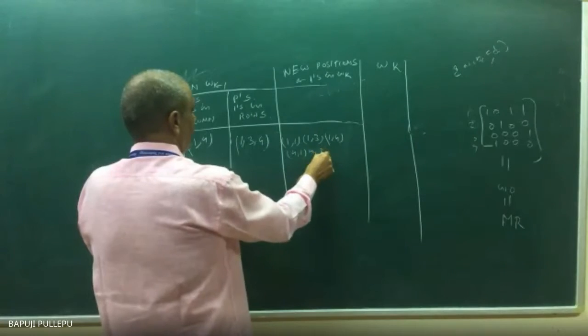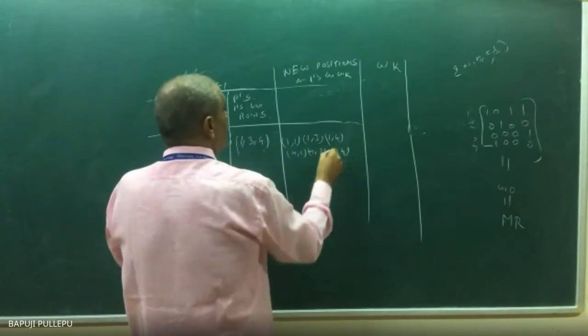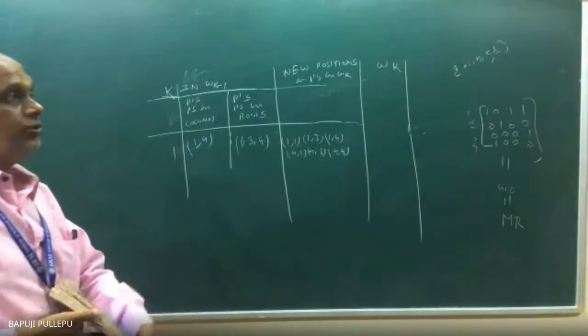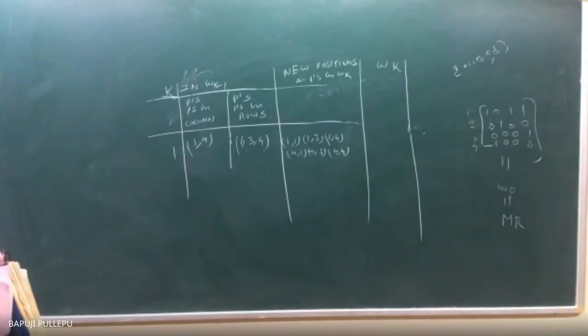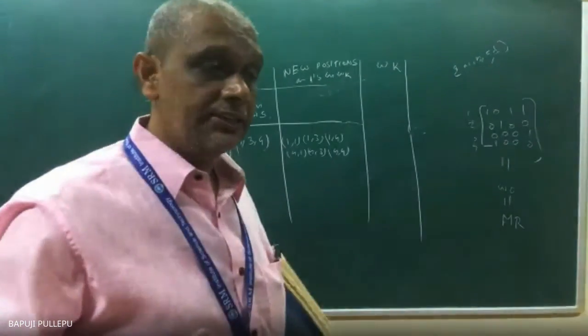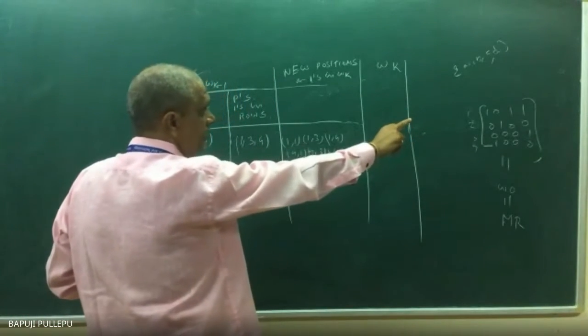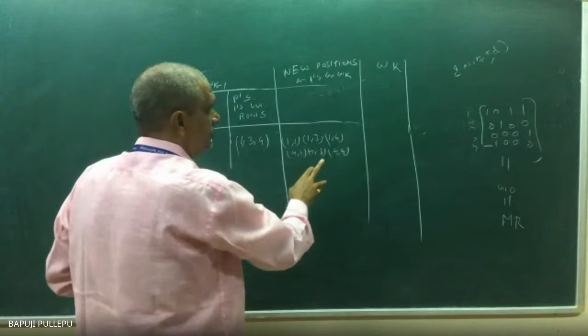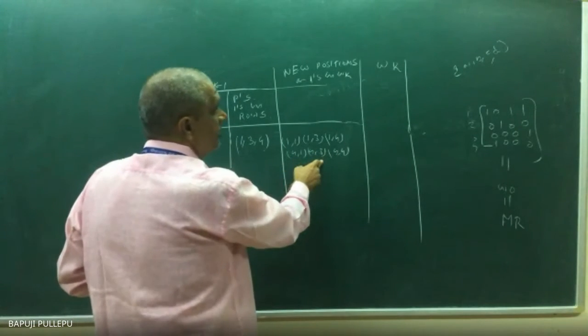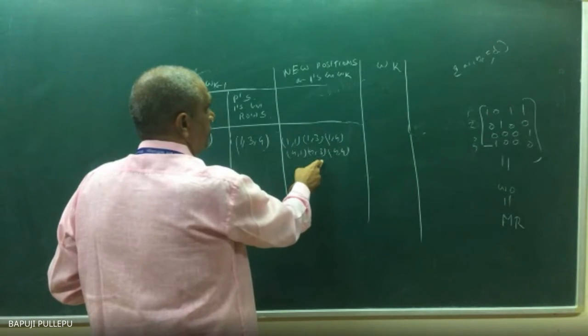1, 1, 1, 3, 1, 4. Next, 4, 1, 4, 3, 4, 4. Now what is the story? See, always W naught. In W naught, where are the ones? Suppose any new ones come here. Already 1, 1 is there. 1, 3 also is there, 1, 4 also is there. 4, 1 is there. But 4, 3 is not there. Are you getting or not? Yes, sir. And 4, 4.